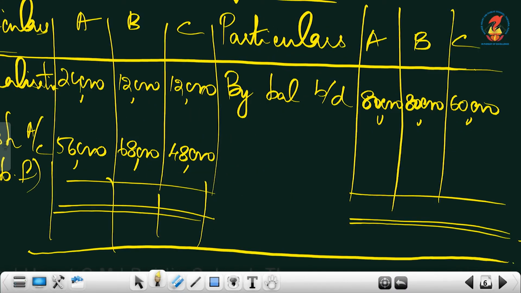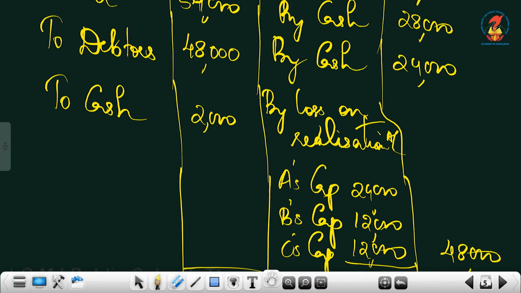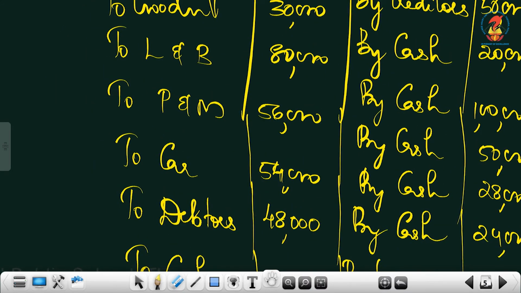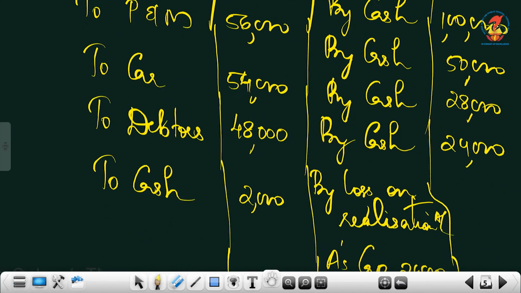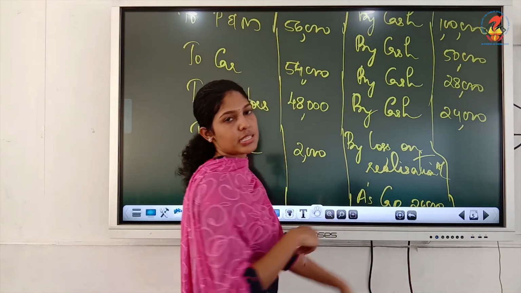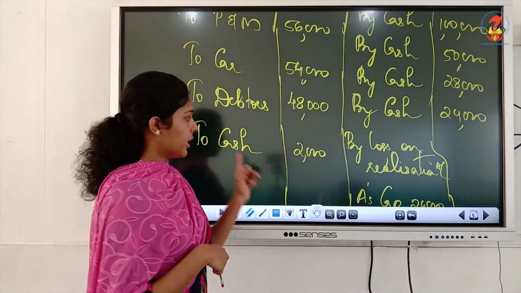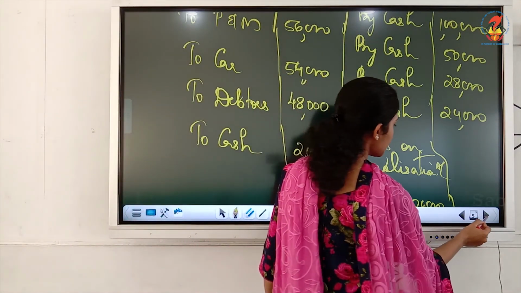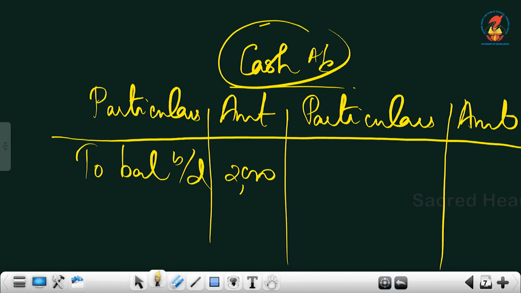Next what you have to do is take your realization account, see both sides. Here if you have written 2 cash, just see whether you have written 2 cash. Yes. This must go to the opposite side of your cash account. That will be written as by realization 2000.